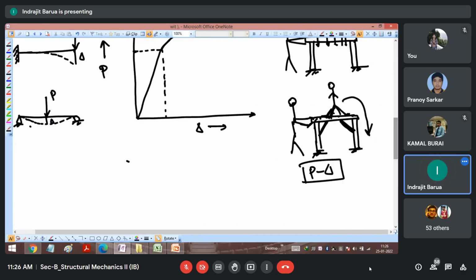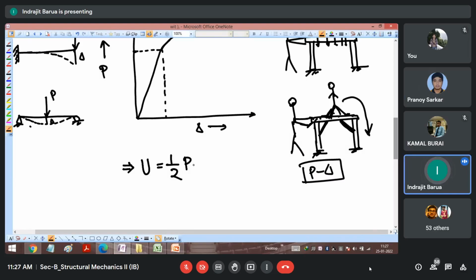For example, strain energy, there was an expression, right? Someone tell me, because you have studied that in your previous semester. So what is the expression? Half into load, into deflection. Load into deflection.